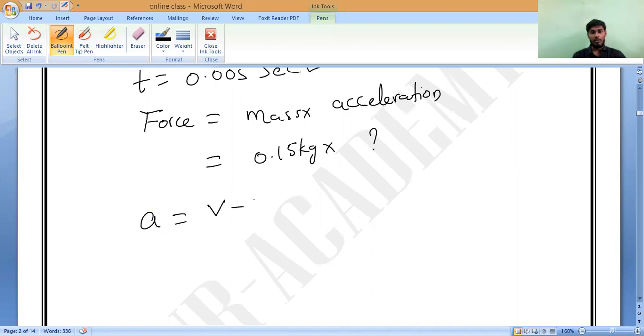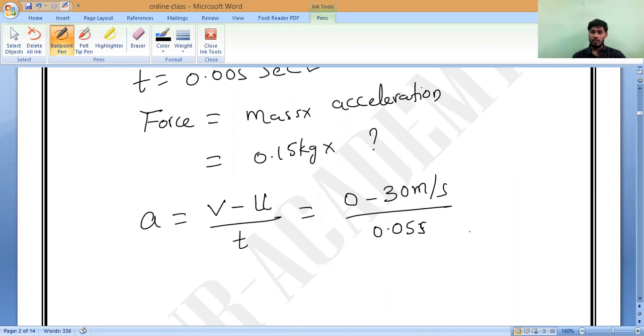So acceleration is final velocity minus initial velocity, divided by time. Correct or not? What is the final velocity? 0. Initial velocity is how much? 30 meter per second. Divided by time, which is equal to how much? 0.05 second. Correct or not?